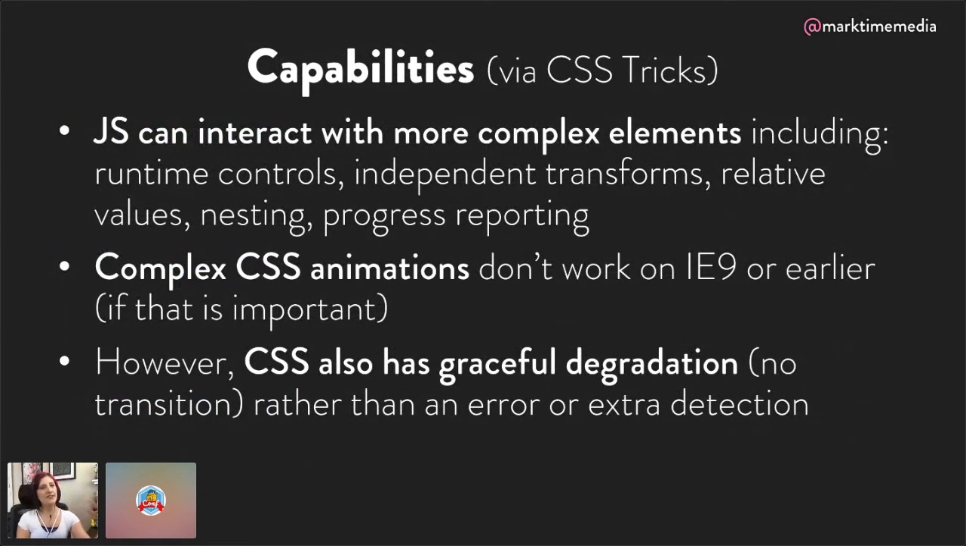So CSS Tricks, basically we're talking about what are the capabilities of JavaScript animation versus CSS animation. Basically, the more complex you want your animation to be, the more likely it is that JavaScript is going to be a better solution for you. You can transform things independently. You can give things relative values rather than absolute values. You can nest things. You can do things based on progress. You can add controls to things.